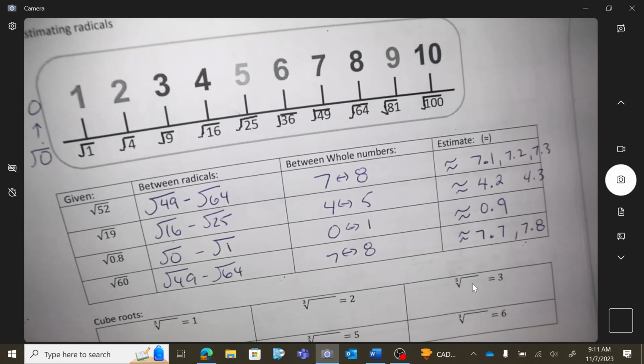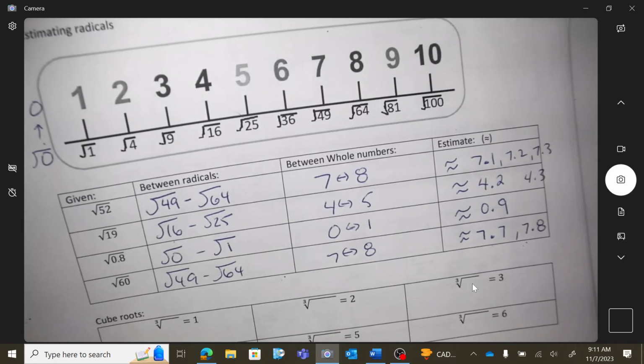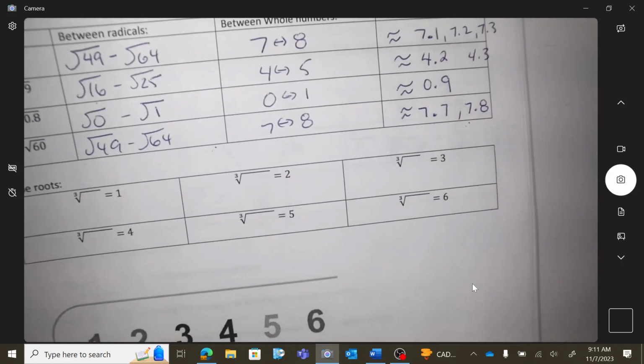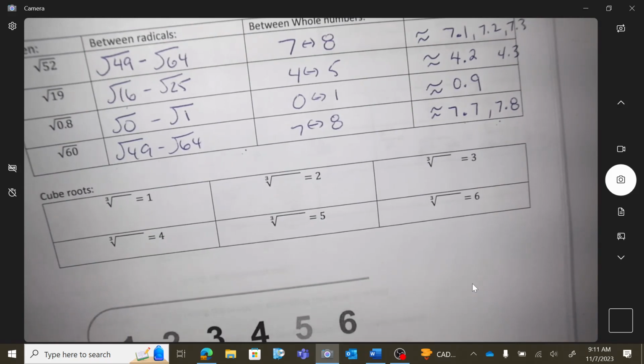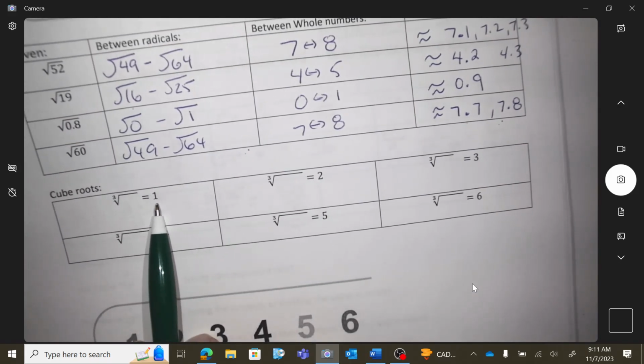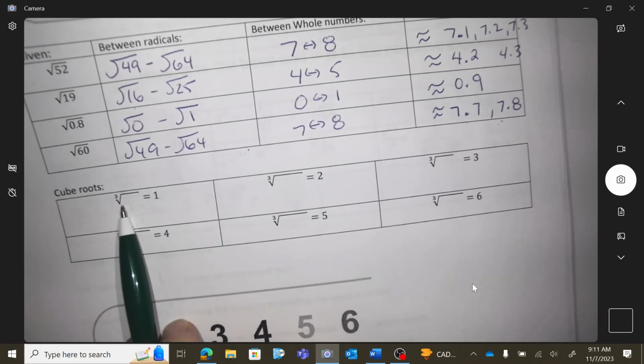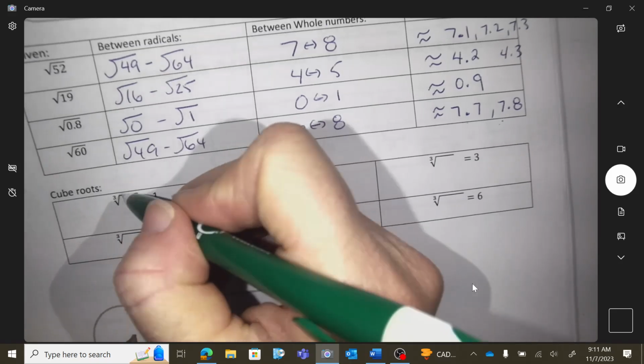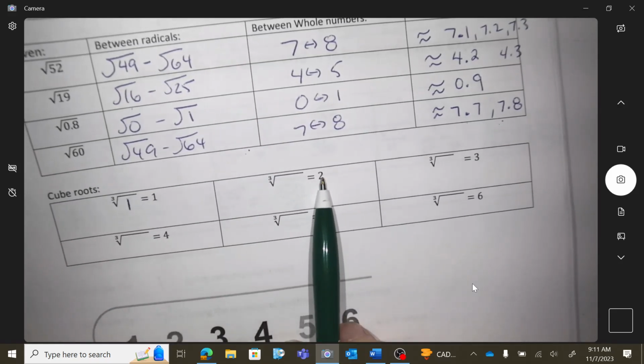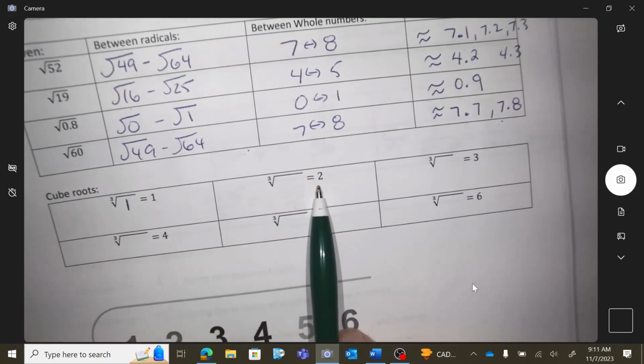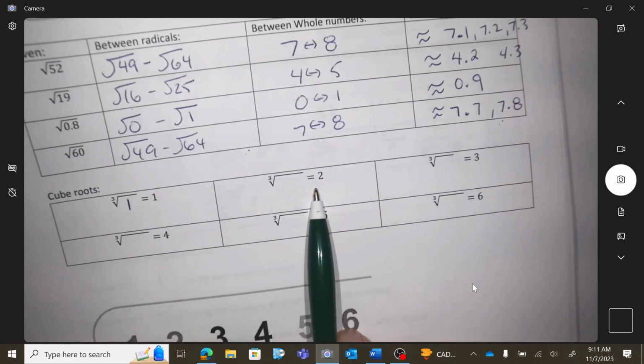Okay, let's talk about cubed roots. Okay, cubed roots. So now we're doing a triple multiplication. Okay, so 1 is the cubed root of what? So 1 times 1 times 1 is 1. 2 is the cubed root of what? So 2 times 2 times 2.